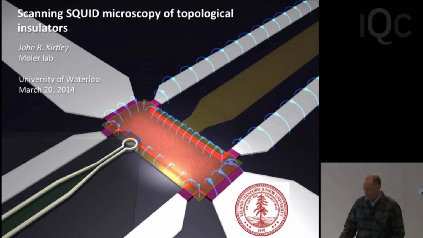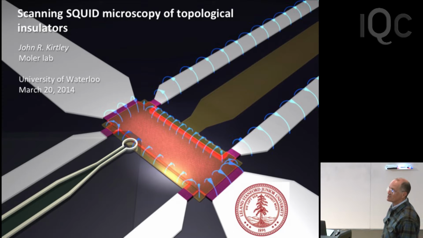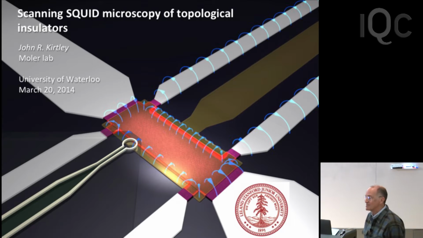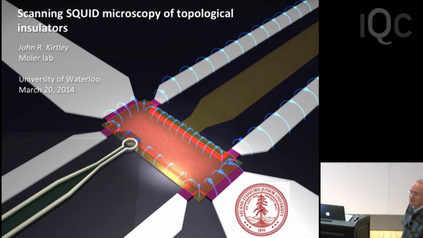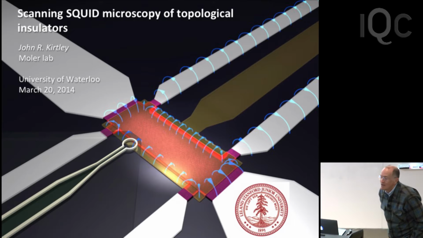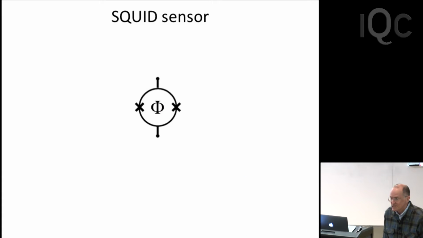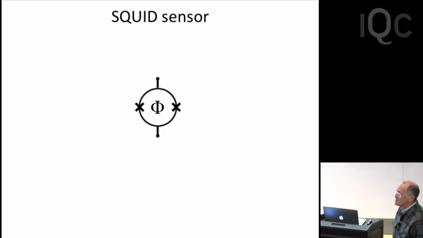Let's get started. The work I'm going to tell you about is SQUID microscopy. A SQUID is a loop of superconductor that has at least one, but in this case two, weak links that form Josephson junctions. The characteristics of the SQUID depend very sensitively on the amount of magnetic flux threading through it. The periodicity of the characteristics depends on the superconducting flux quantum, which is a small number.